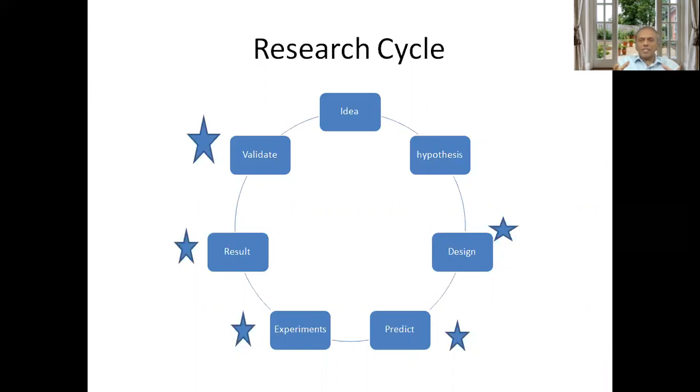In the case of molecular space, for example, we have to design certain molecules, then we have to predict whether that molecule is good enough for targeting a particular disease. Then we should do some experiments, synthesize it and test it, and the results should get analyzed, and then we should validate it. Like that, the cycle goes on.